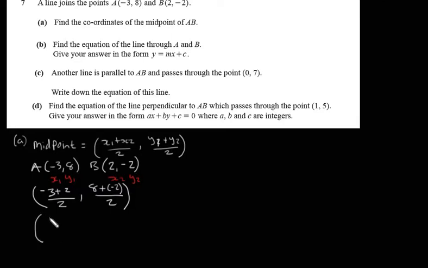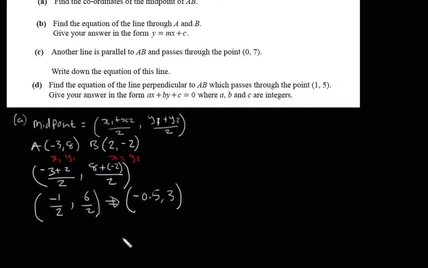And we're going to get -1 divided by 2 and 6 upon 2, which transforms to -0.5, 3. So the midpoint is equal to -0.5, 3.